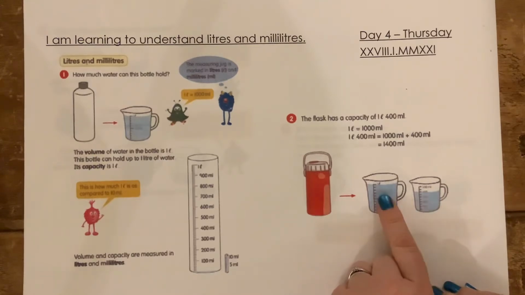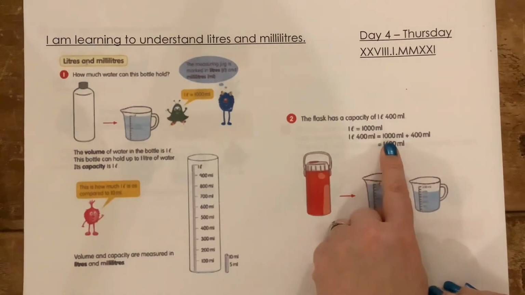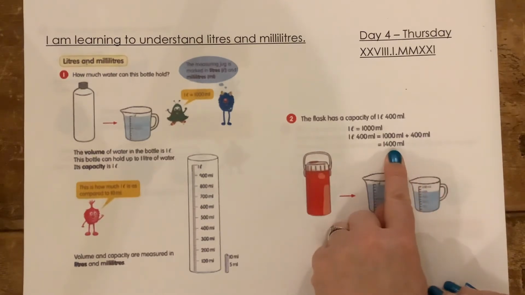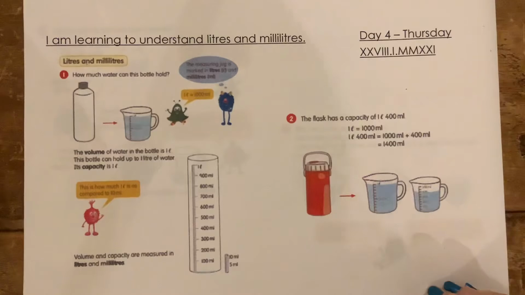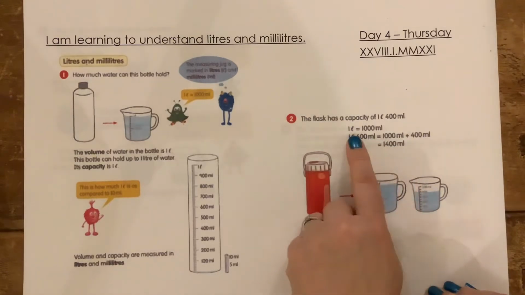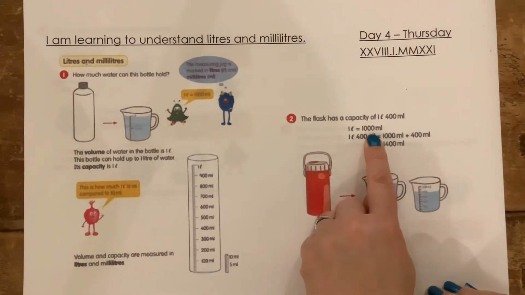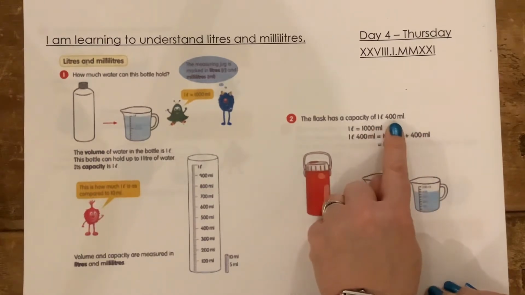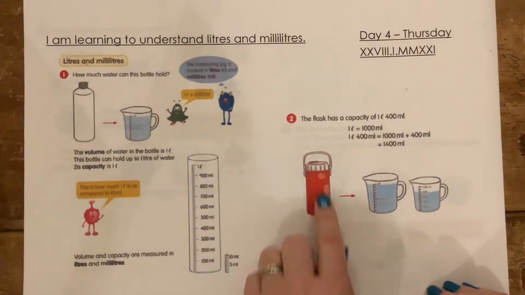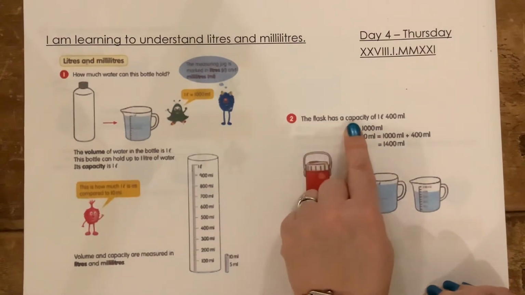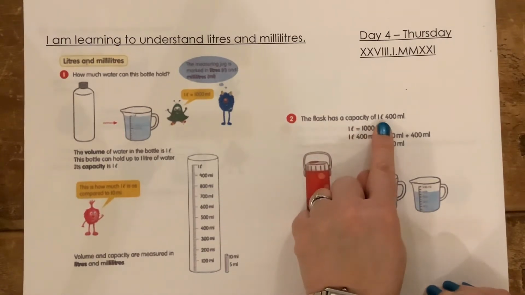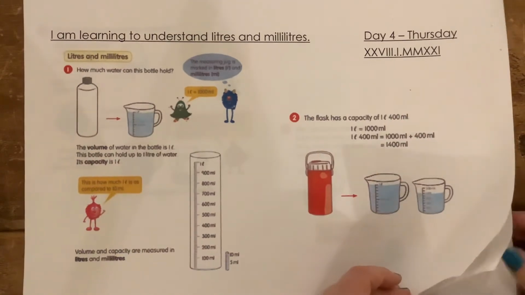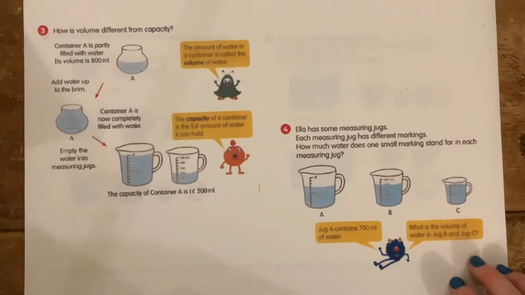We add the 2 amounts together, 1000 millilitres plus 400 millilitres, which is 1400 millilitres. And we know that 1 litre equals 1000 millilitres, so we can also write that as 1 litre 400 millilitres. Now you'll notice here that it says the flask has a capacity of 1 litre 400 millilitres. And we're just going to go through what capacity means over the page.